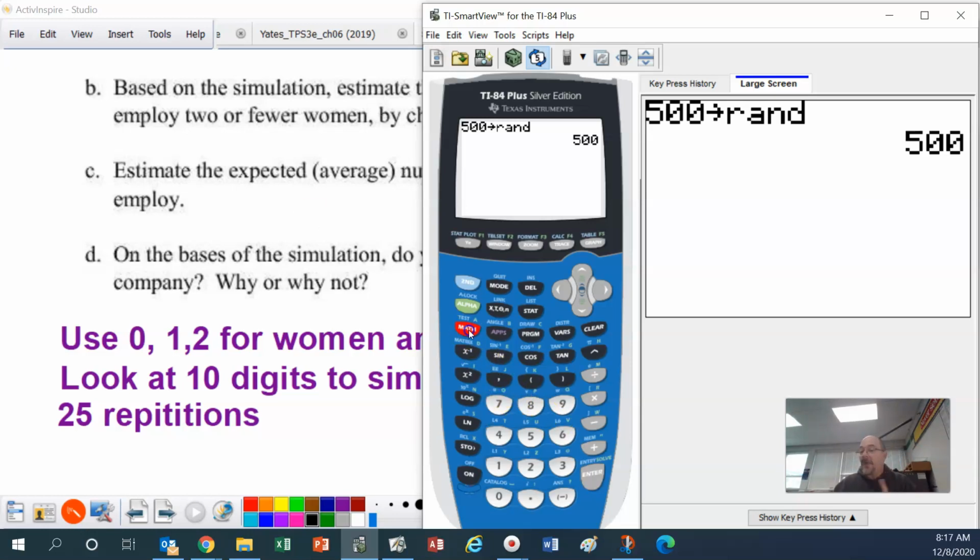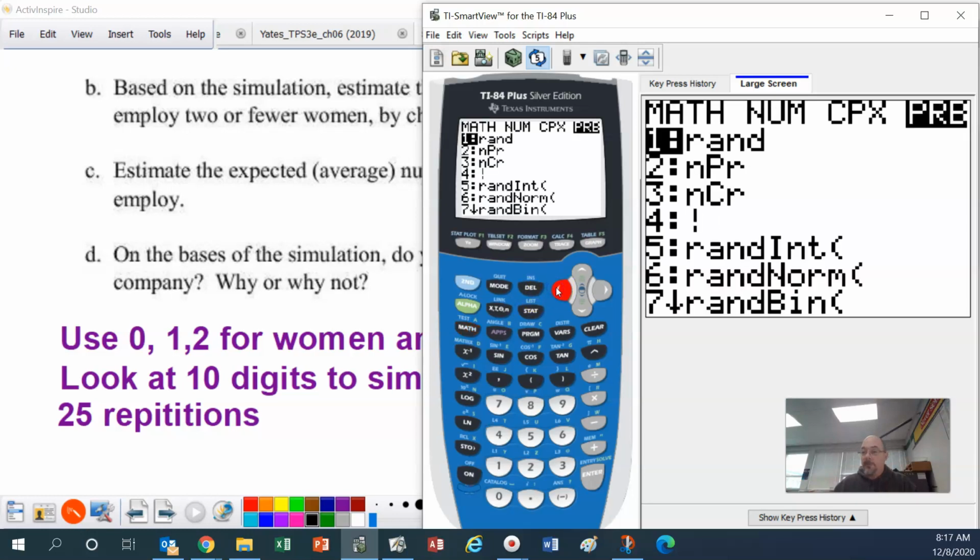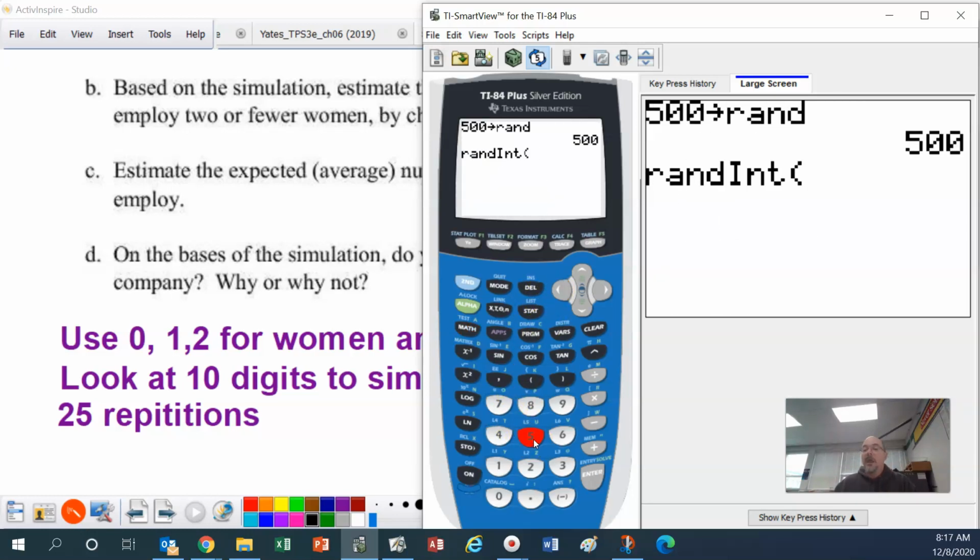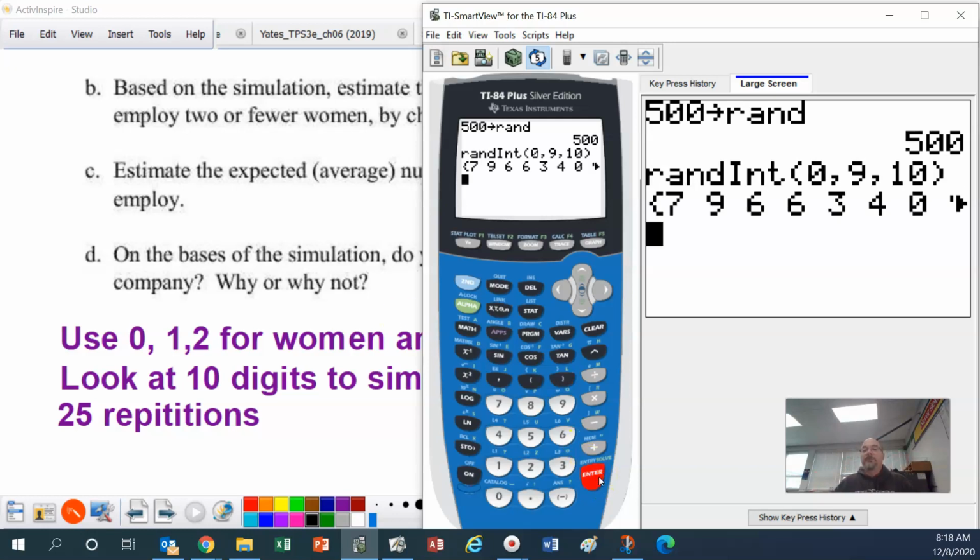Now we're going to go to the math button again, go to probability, and pick number 5. Since I'm using 0 through 9, I'm going to put 0, comma, 9, comma, 10. So it's going to randomly pick 0 through 9, and it's going to pick 10 at a time. All right, I'm going to hit enter.